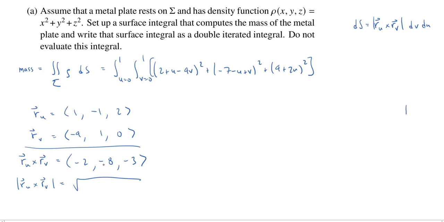Now, we're going to take the magnitude. So this will be the square root of negative 2 squared, which is 4, plus negative 8 squared, which is 64, plus negative 3 squared, which is 9. 64 and 9 is 73, plus 4 is 77. So the magnitude is root 77, and so we get here root 77 dv du. And of course, remember, we put that in this order because we want to line it up with that.